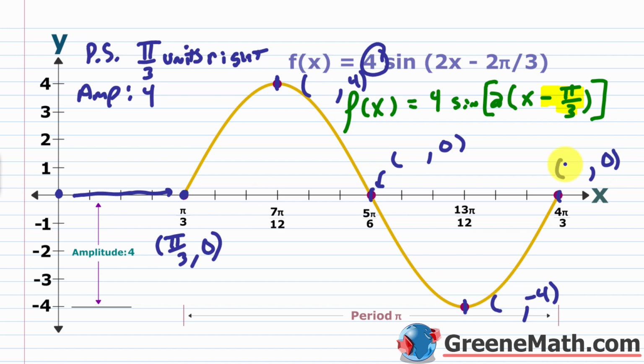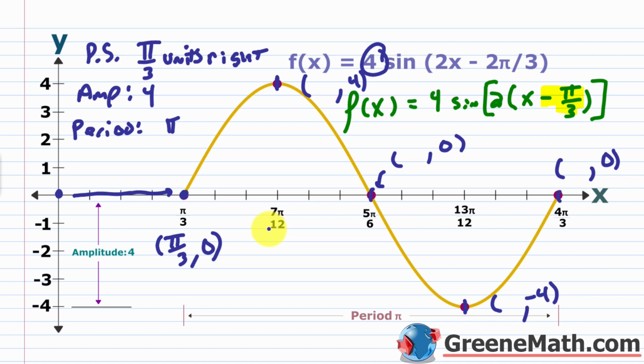Again, you're just going to add quarter periods. So we first need to find the period to do that. So let's go ahead and find the period. Basically, if we look at it, we have a b value of 2. So we have 2 pi over 2, which is just going to be pi, okay? So if you wanted quarter periods, it's pi over 4. So I'm going to add increments of pi over 4, okay?